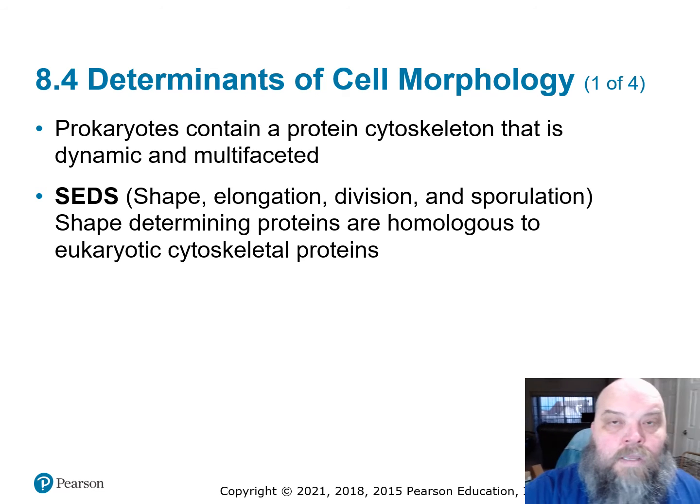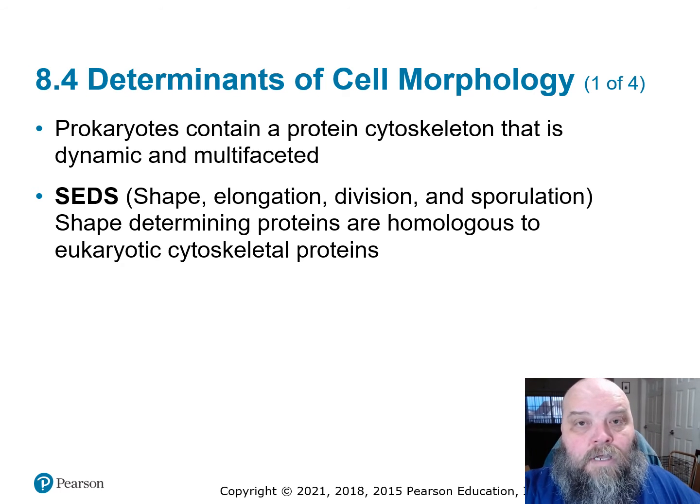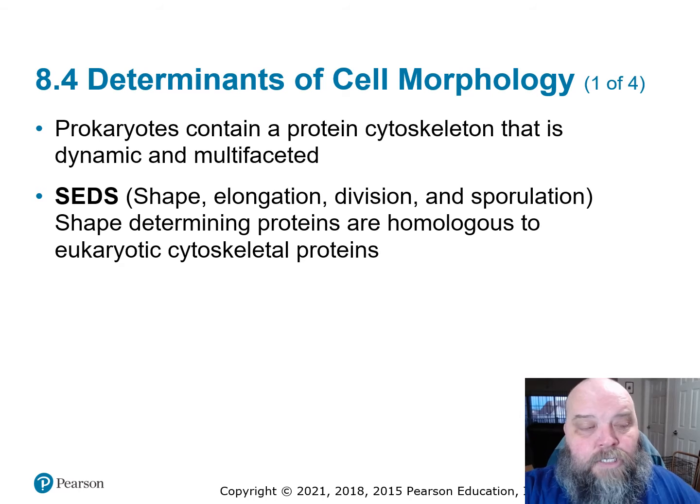Okay, Chapter 8, Section 4. Determinants of cell morphology. Why are bacilli bacilli? Why are cocci cocci? Why are the rods rods? The sphere a sphere, and everything in between. Well, it turns out it's all driven by the cytoskeleton.